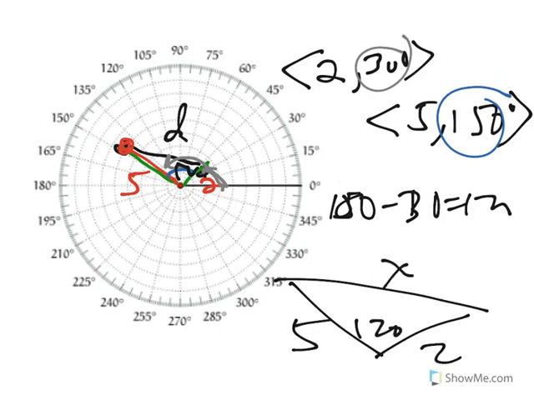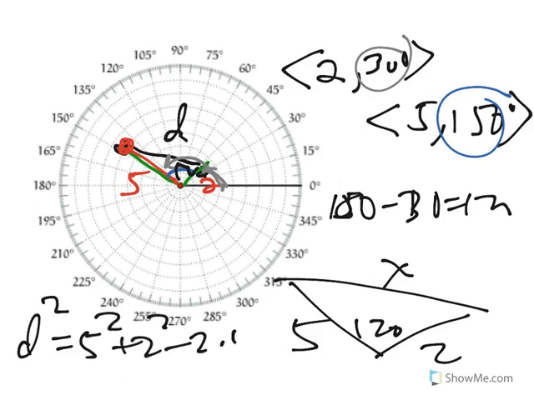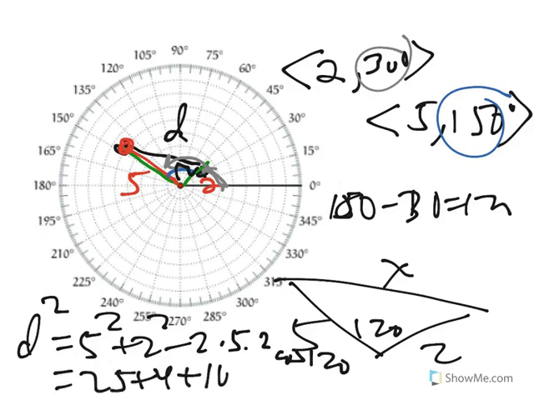that's a perfect question for the law of cosines. C squared equals A squared plus B squared minus 2AB cosine C. So this ends up, well, cosine of 120 is negative cosine 60, which is negative 1/2. And that's why this thing becomes 25 plus 4 plus 10, which is 39. So the distance is the square root of 39.